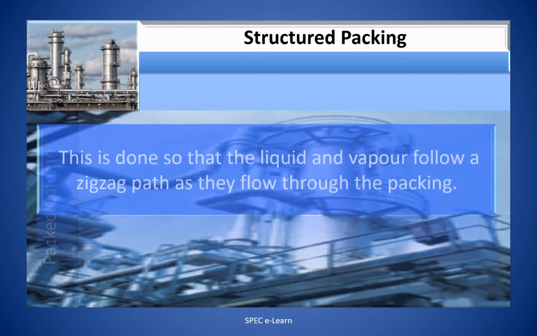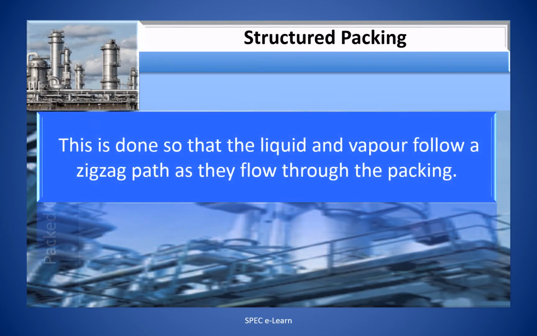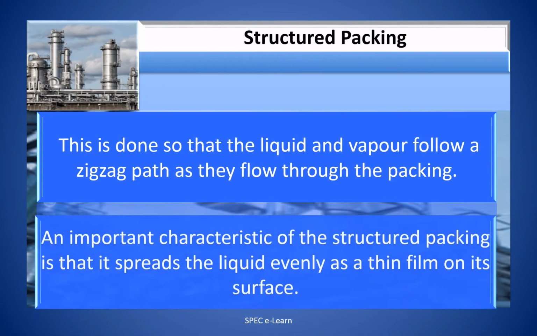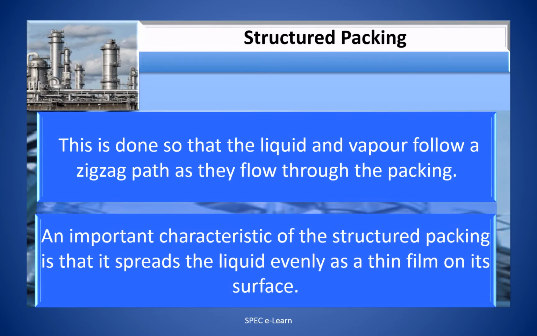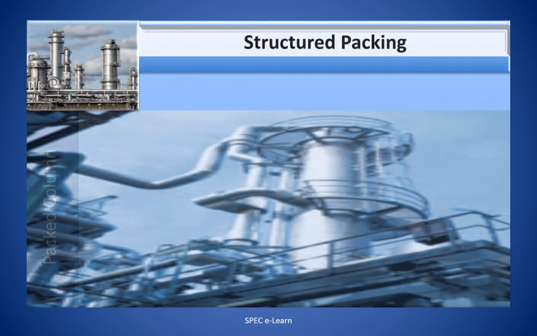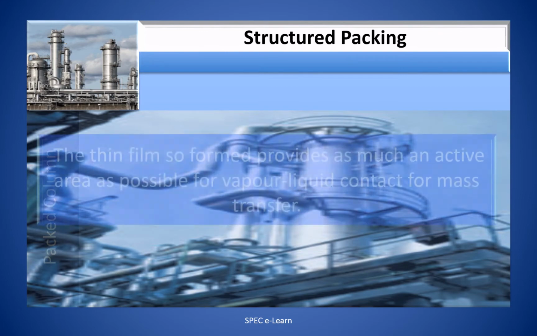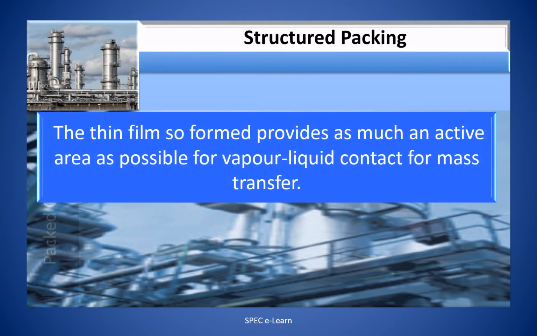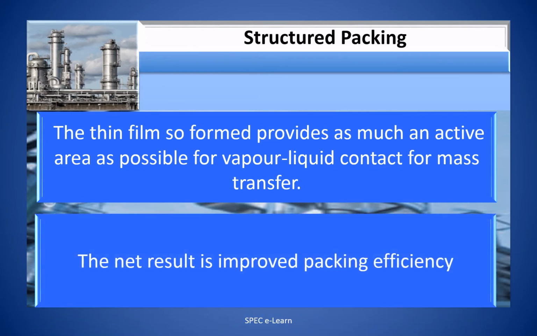This is done so that the liquid and vapor follow a zigzag path as they flow through the packing. An important characteristic of the structured packing is that it spreads the liquid evenly as a thin film on its surface. The thin film so formed provides as much active area as possible for the vapor-liquid contact for mass transfer. The net result is improved packing efficiency.